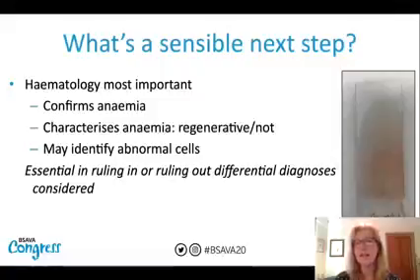So the haematology is clearly an absolutely integral part of our assessment in determining answers to all of these questions. And we may see abnormal circulating cells in the case of some cats with leukemias.